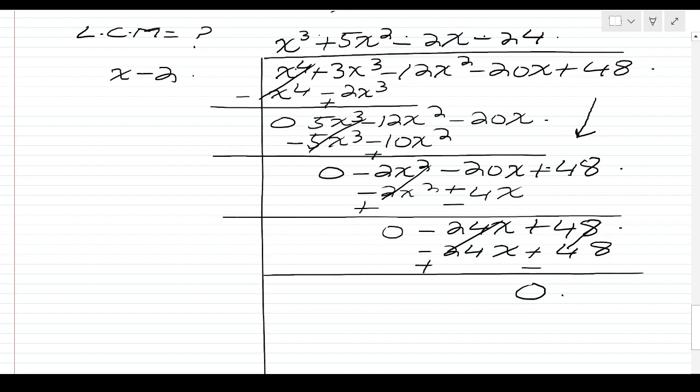So this means that our final answer of the LCM is equal to this quotient, which is x square plus 5x square minus 2x minus 24. Now let's move on to question number 4.